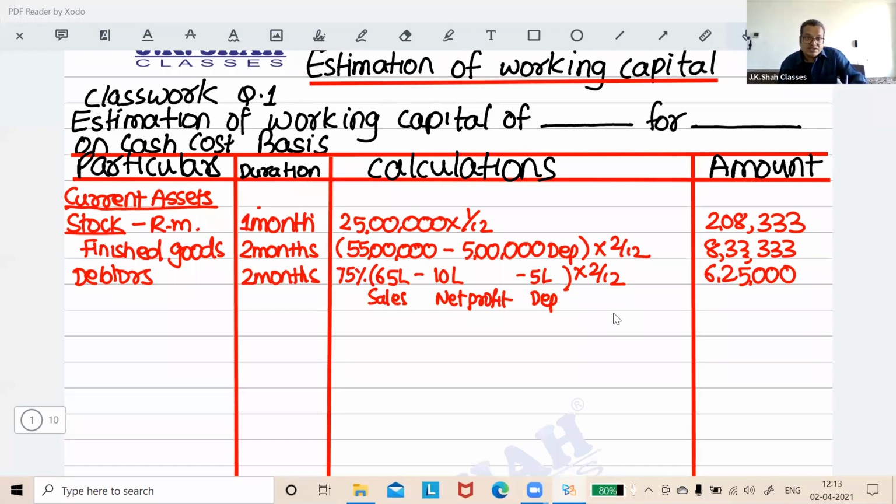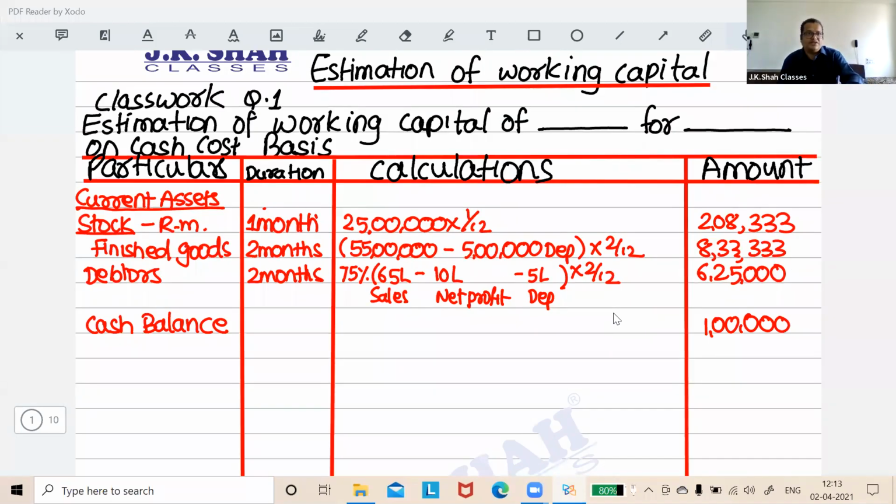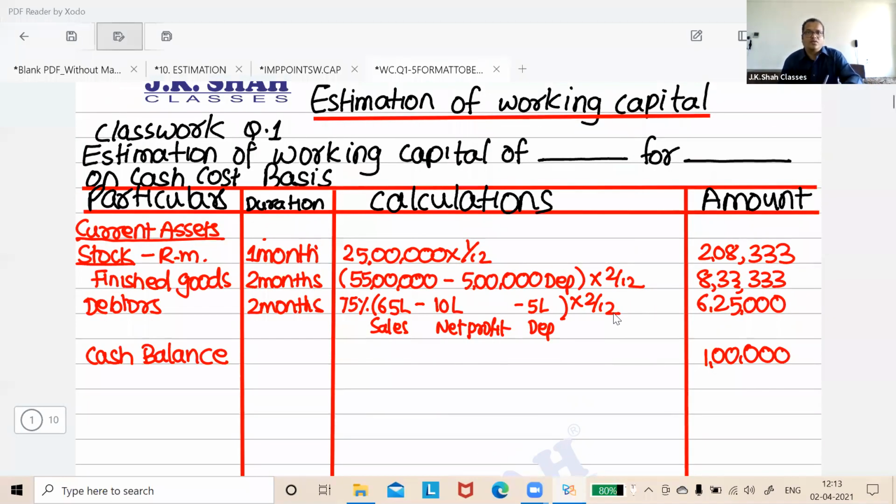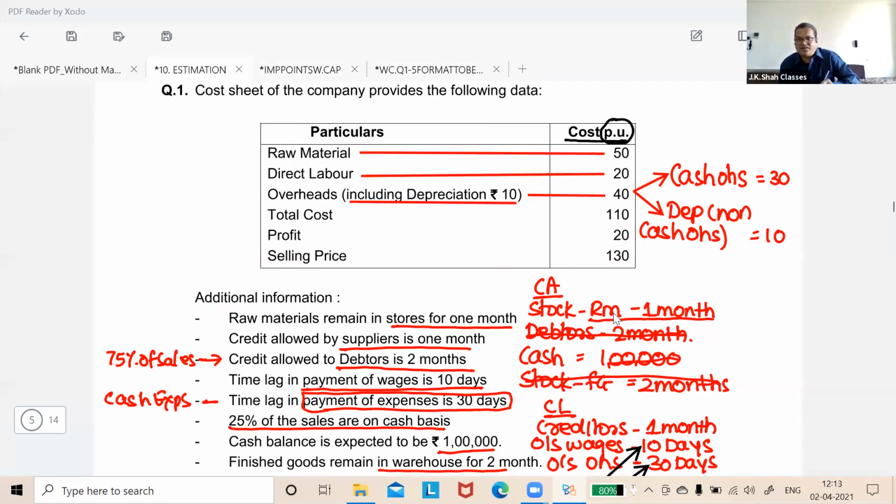And other than this, you have to hold a cash balance of a lakh of rupees. As told in the question, guys, it's not my wish. I'm just following the management. I told you. Now, see, cash balance 1 lakh. So we concluded everything. Okay, all current assets we have taken into consideration.